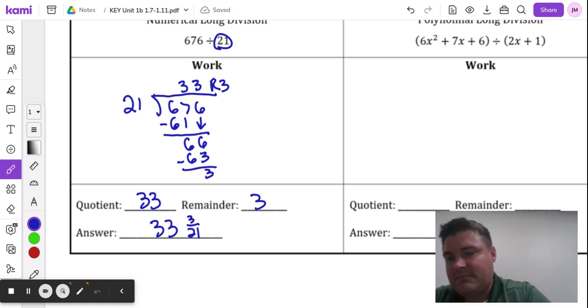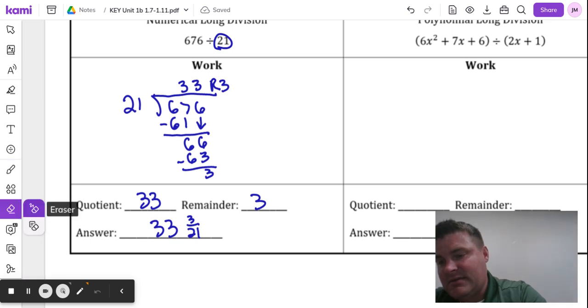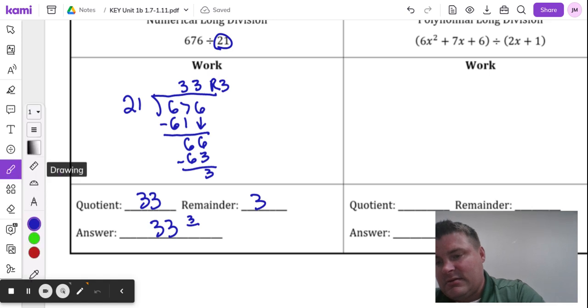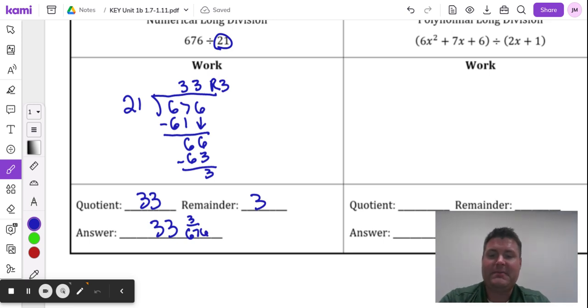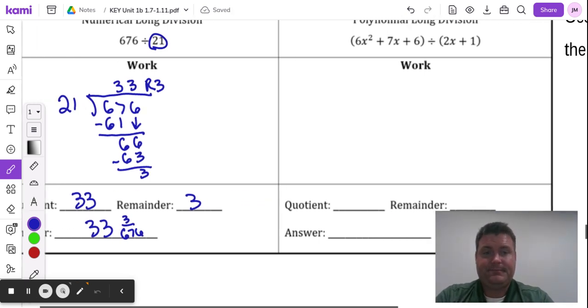No, I lied. It's been a long time. It's going to be 33 and then 3 over 676. I'll get it right eventually. All right. So that's what that looks like, old school.